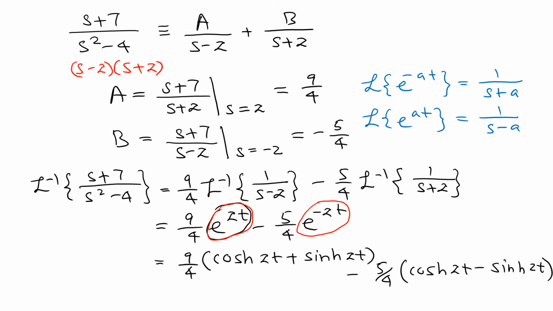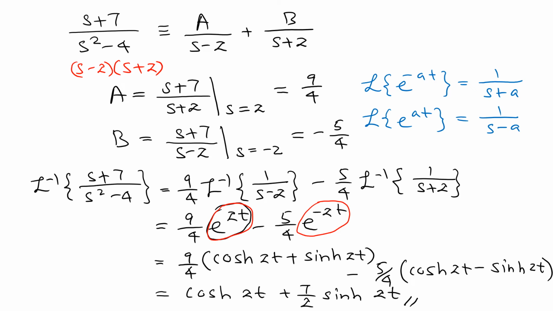Now when you do the algebra and simplify, you can see that you get exactly the same answer: cos 2t plus 7/2 sin 2t. So you will get the same answer even with this method, but it's a little long, because you could have got the answer much quicker using the other technique. Okay, so let's look at the next one.